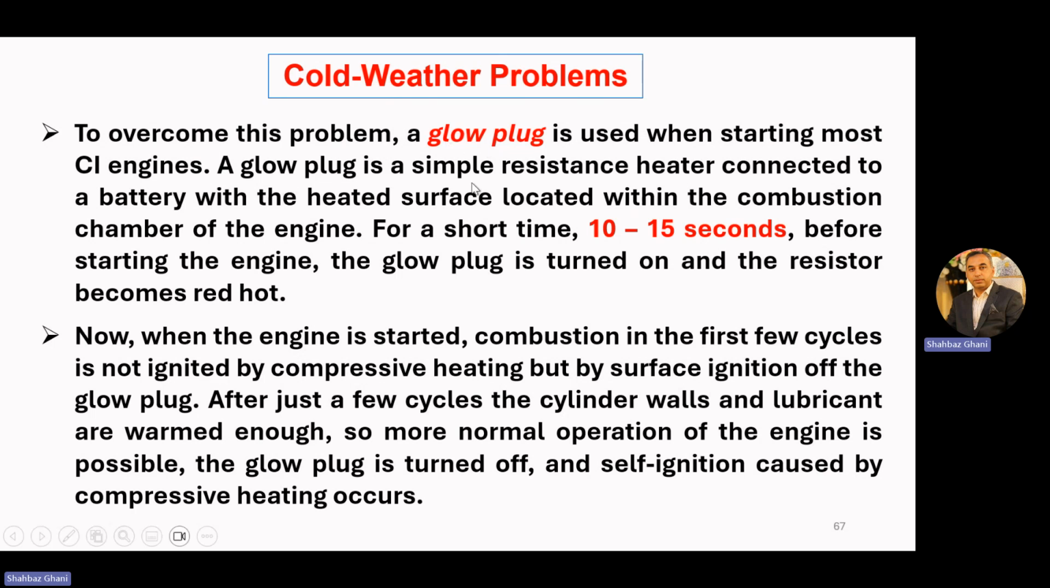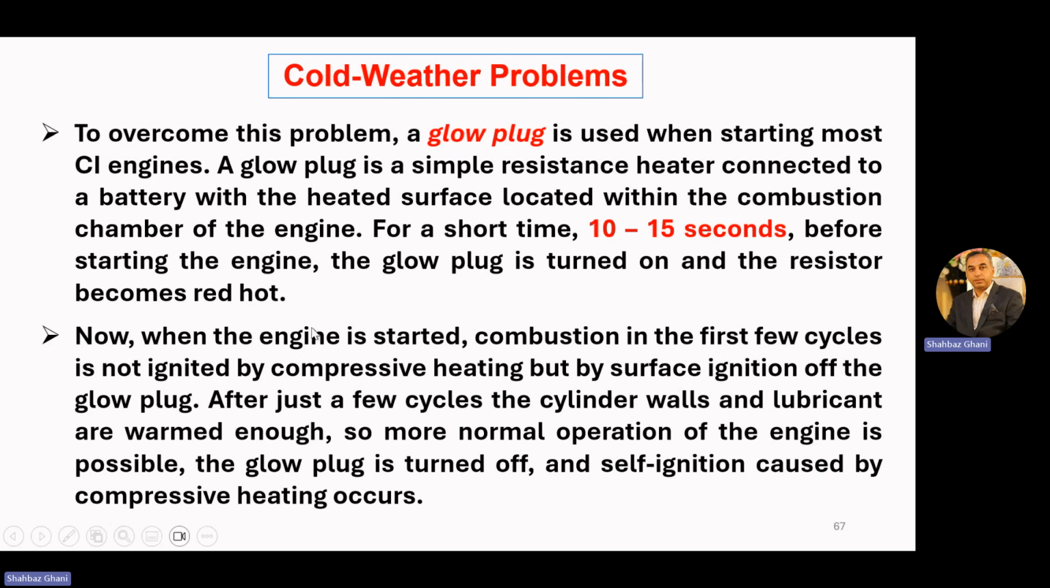A glow plug is a simple resistance heater connected to a battery with the heated surface located within the combustion chamber of the engine. For a short time period, 10 to 15 seconds before starting the engine, the glow plug is turned on and the resistor becomes red hot. So in a diesel vehicle or CI vehicle, before starting, we switch on the glow plug for 10 to 15 seconds. Basically it's a simple electric resistance. We are giving current to this resistance, and the air in the vicinity of that resistance starts heating up.